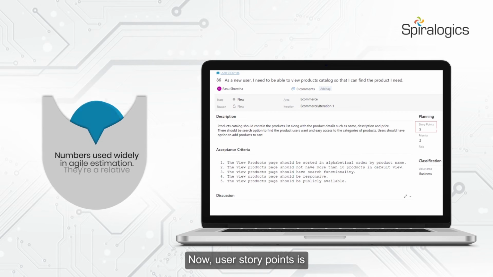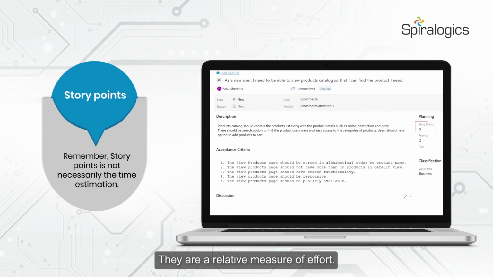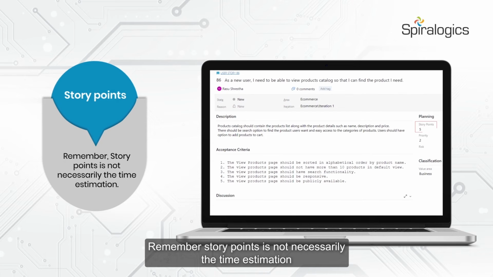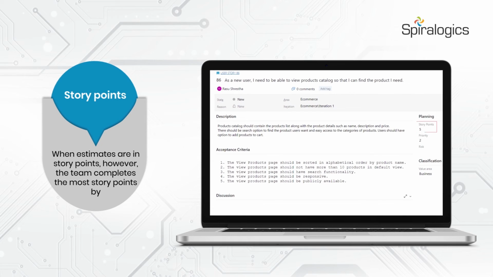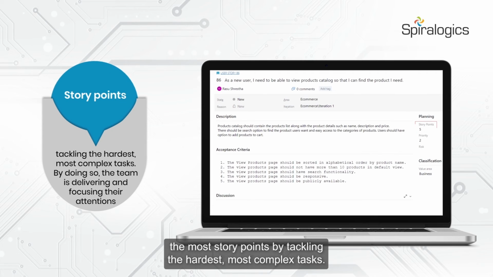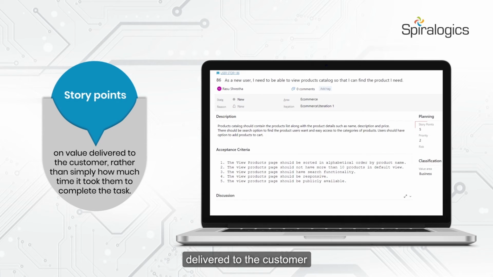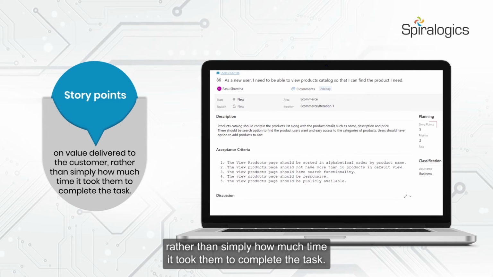Now, user story points is a number used widely in Agile estimation. They are a relative measure of effort. Remember, story points is not necessarily the time estimation. When estimates are in story points, the team completes the most story points by tackling the hardest, most complex tasks. By doing so, the team is delivering and focusing their attention on value delivered to the customer, rather than simply how much time it took them to complete the task.